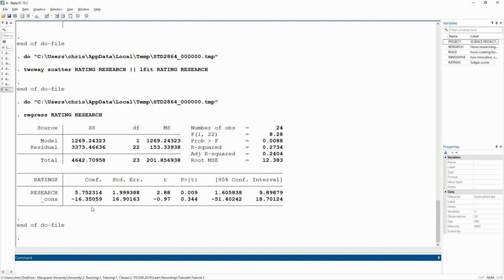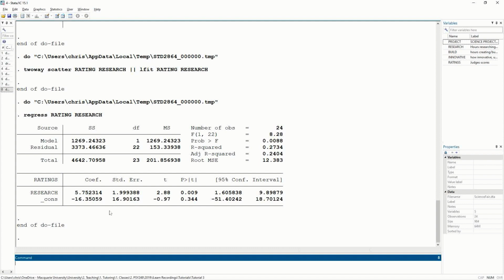So based off this model, it's expected that a student who spends 0 hours researching will get a judge's rating of -16. Now, that should already be ringing alarm bells for you, because the judges' ratings are on a score of 0 to 4. You physically could not get a score of -16.